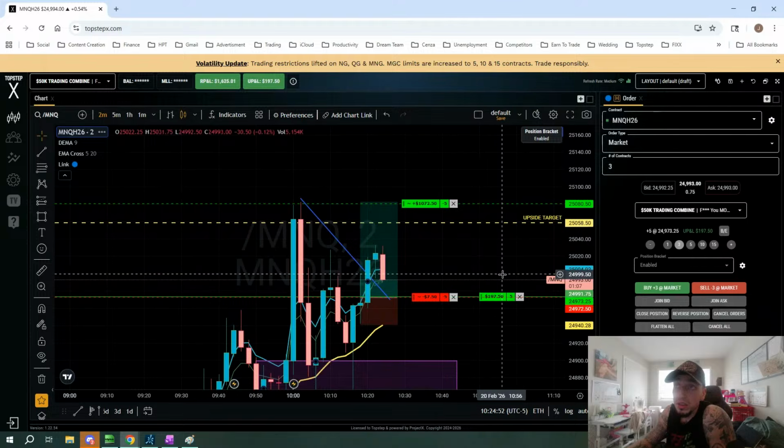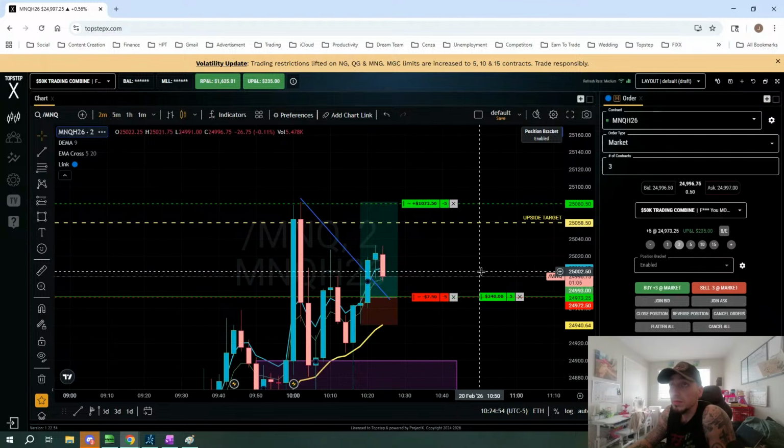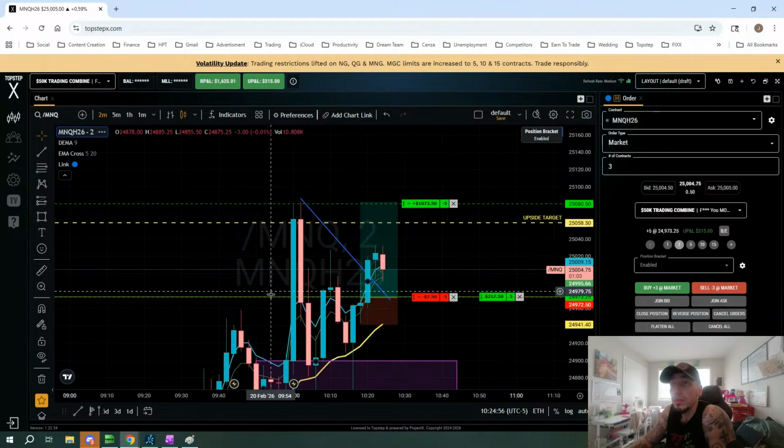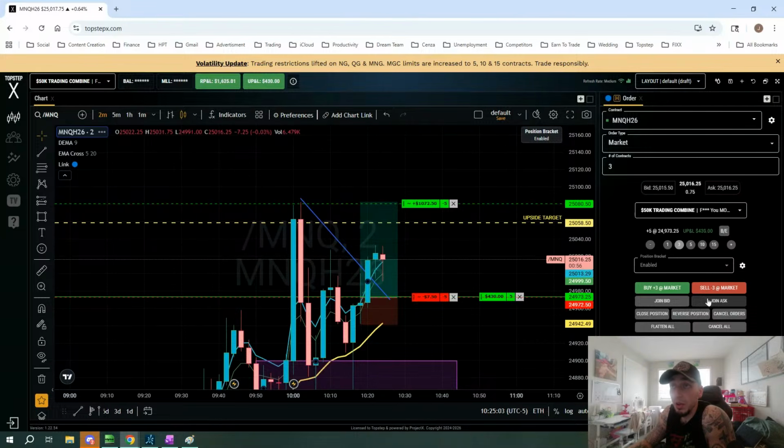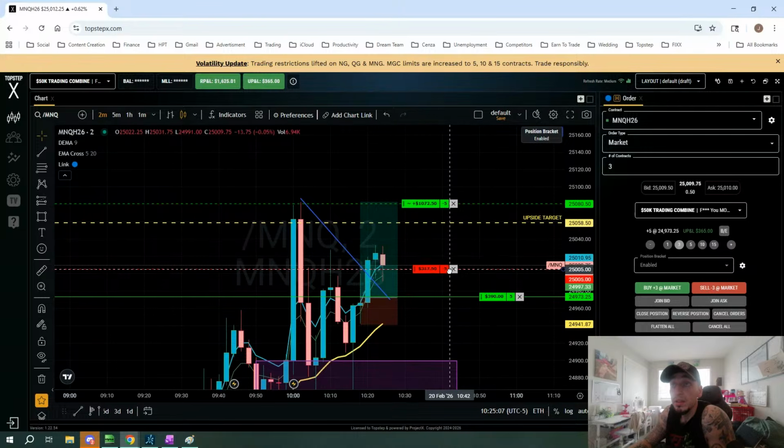And can they hold it? Can they hold it? They're trying. I don't like that push from sellers though. So what I'm going to do is hold this trade, because they are definitely trying.